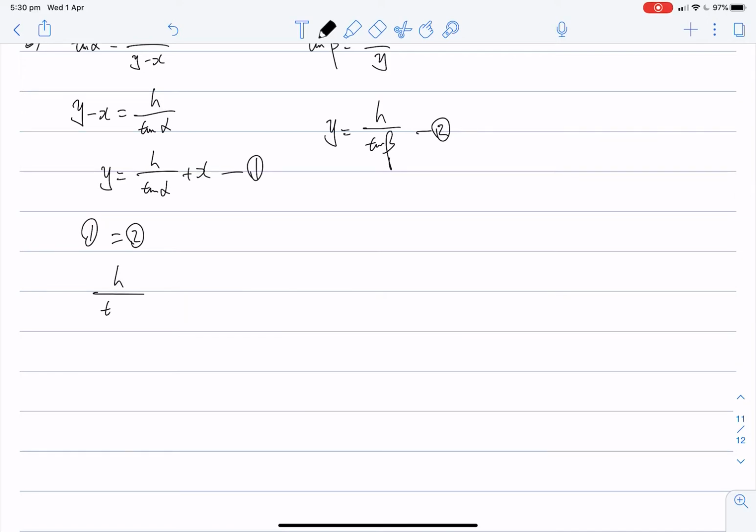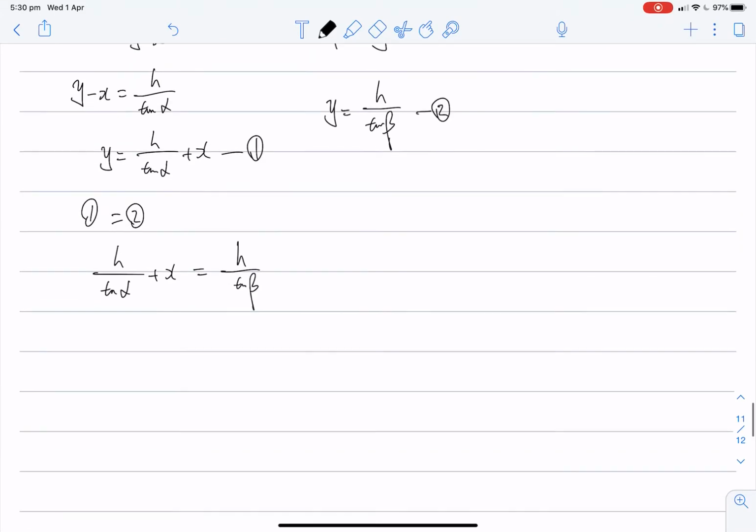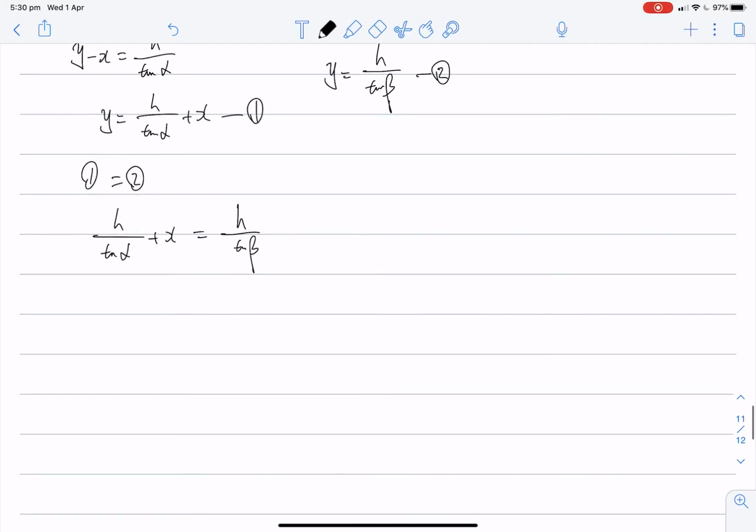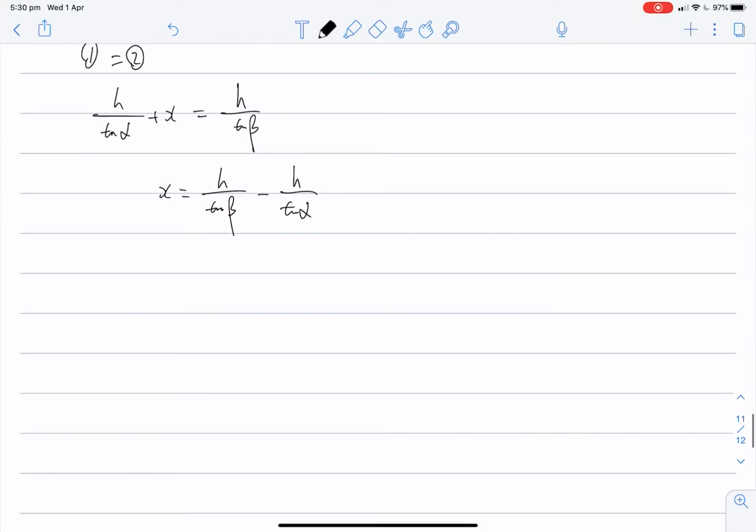I over tan alpha plus x equals I over tan beta. So our equation here, let's make h the subject. So x equals I over tan beta minus I over tan alpha.